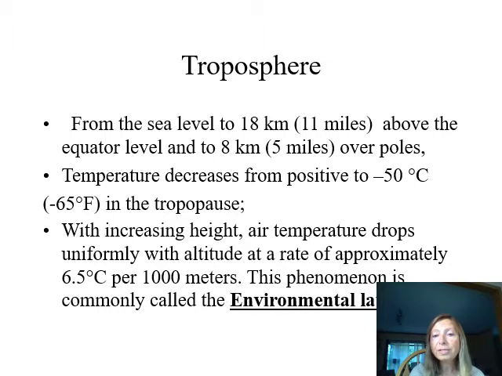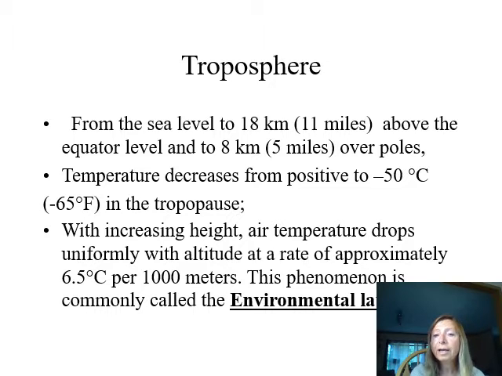The troposphere is defined by the behavior of the temperature in it. The temperature is declining with the altitude. As we move from the level of the sea, the surface of the planet, where the temperature is very comfortable for biological life and for humans, of course, the temperature that we are experiencing right now, to negative 50 degrees centigrade, which is approximately minus 65 degrees Fahrenheit in the tropopause.